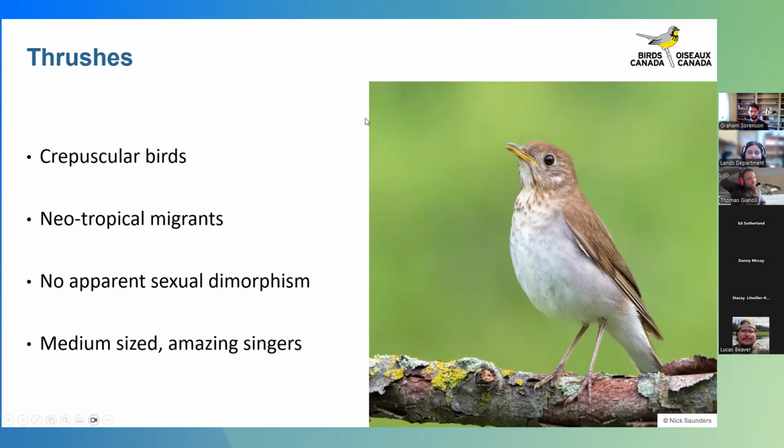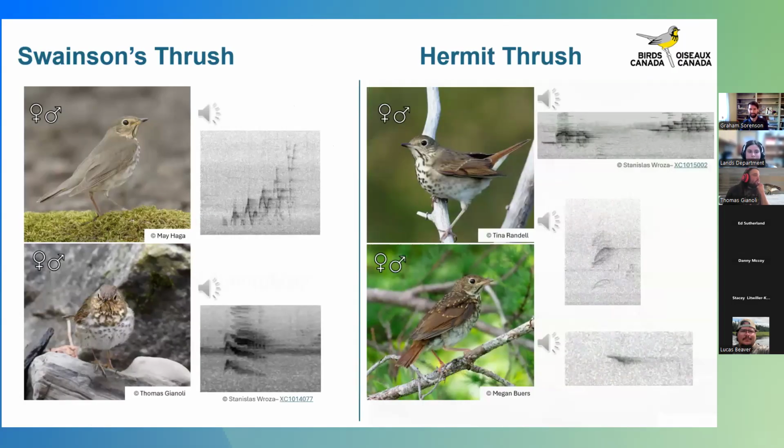And they're long distance migrants, neotropical, so they migrate to Central and South America. Males and females are pretty much the same, really not much difference, and they are medium sized, so a bit bigger than sparrows. Again, a bit more elongated. This one is a veery in the picture, but American robins are part of this group too. We didn't put them because you probably all know what an American robin looks like.